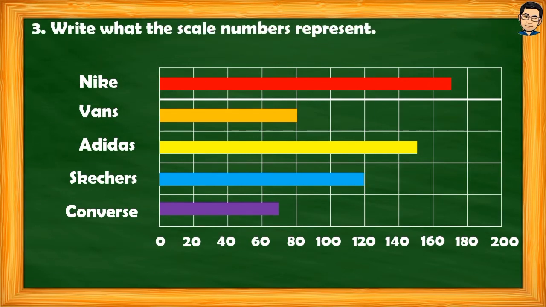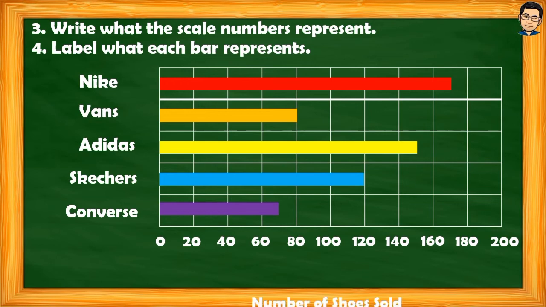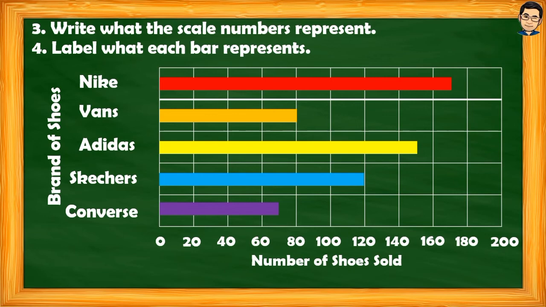Next is to write what the scale numbers represent. What do the numbers we wrote below, 0, 20 up to 200, stand for? We need to label them. So we have number of shoes sold. Since we are only talking about branded shoes here, we can write number of shoes sold or number of branded shoes sold. And on the left side, we also need to label what each bar represents. Nike, Vans, Adidas, Skechers, Converse, these are brands of shoes. We cannot put, for example, brand of soap. Whatever each bar represents is what we should label. Vans is not soap. Those are shoes.